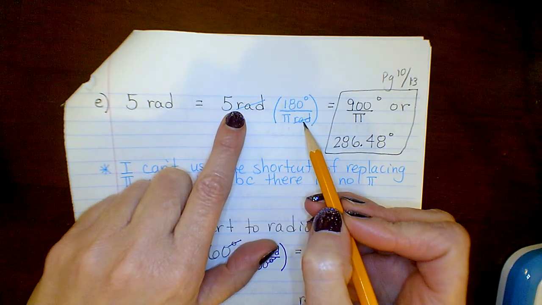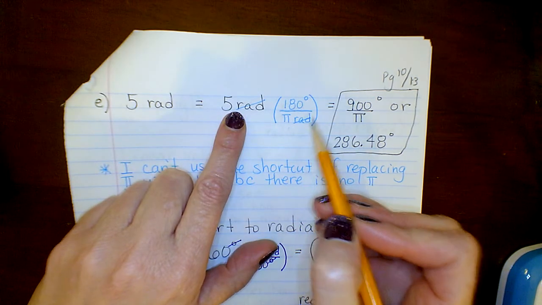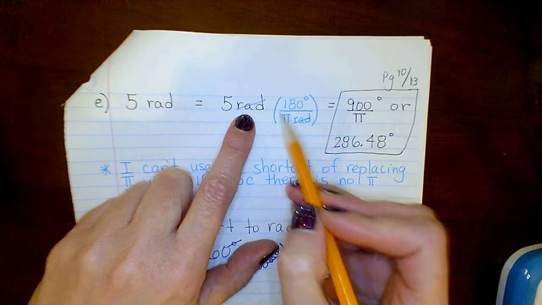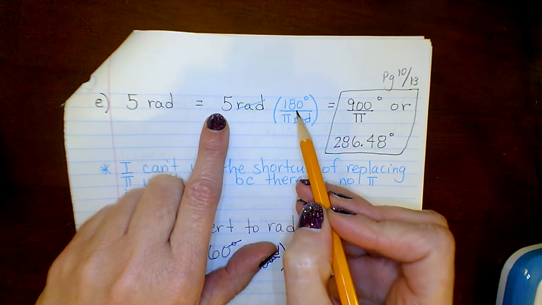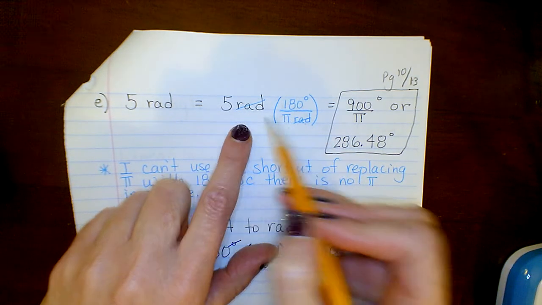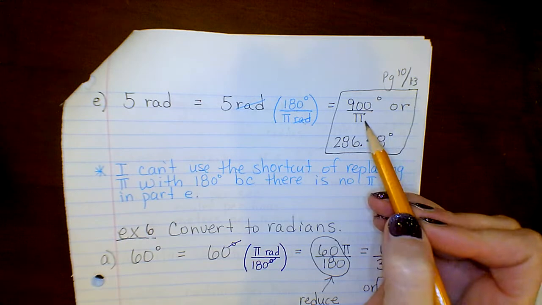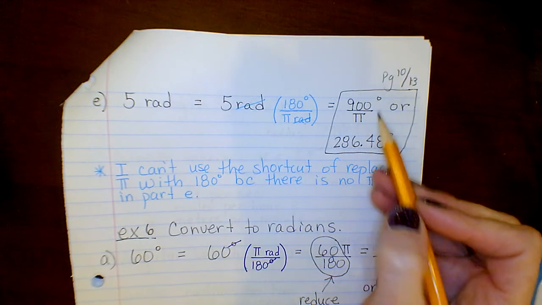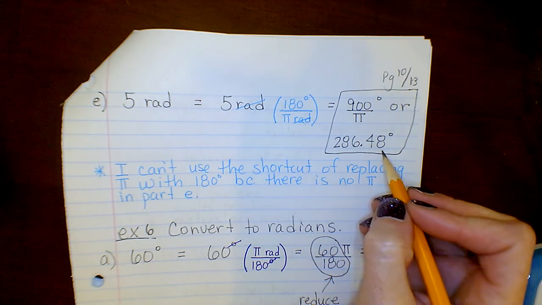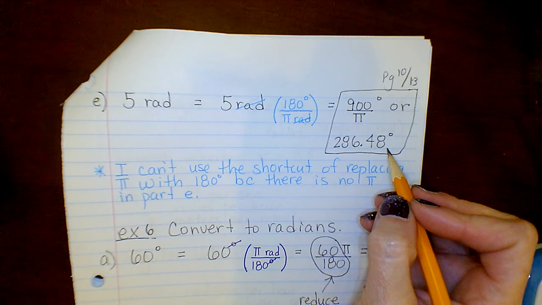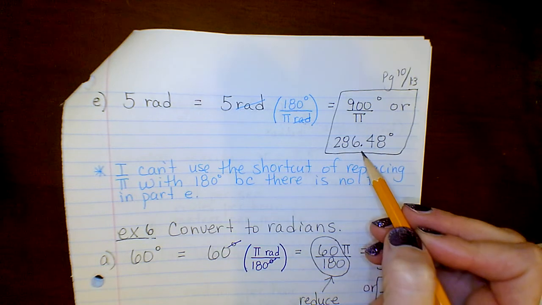Notice how my units are stacked here so that they cancel: radian divided by radian. So this becomes 5 times 180 degrees over pi. So we get 900 over pi degrees. If you want to simplify that into decimal form, that's 286.48 degrees. That looks really weird, okay?